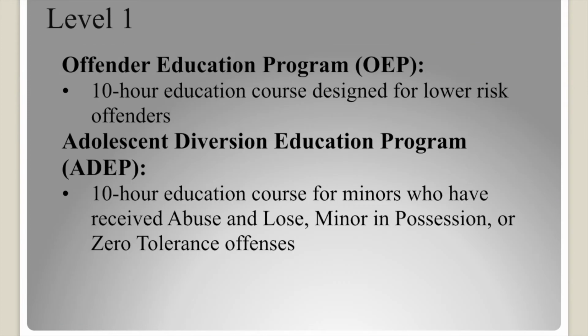Level 1 program is the Offender Education Program, or OEP. It is structured to provide adults 10 hours of drug and alcohol education. The program also covers the laws and consequences related to impaired driving. And similarly, the ADEP, or the Adolescent Diversion Education Program, is also a 10-hour education course for individuals under the age of 18. The program is required for those offenders who have been arrested under abuse and lose, minor in possession, and zero tolerance offenses.